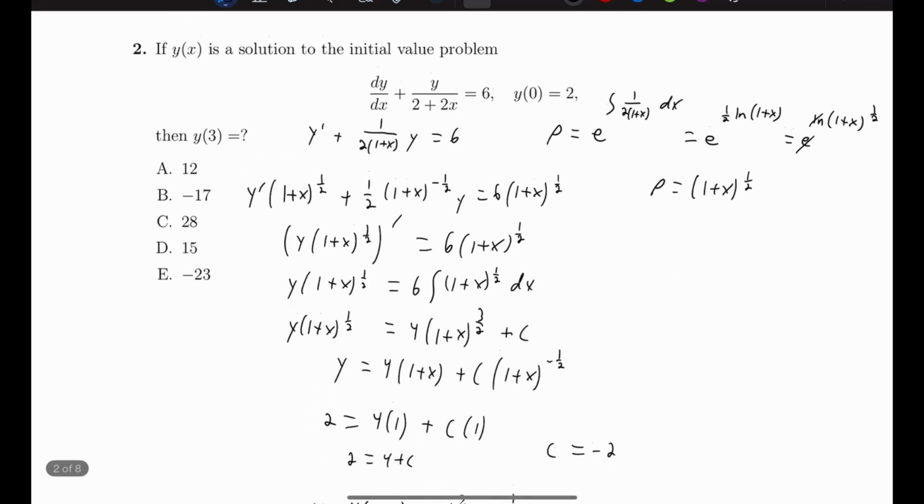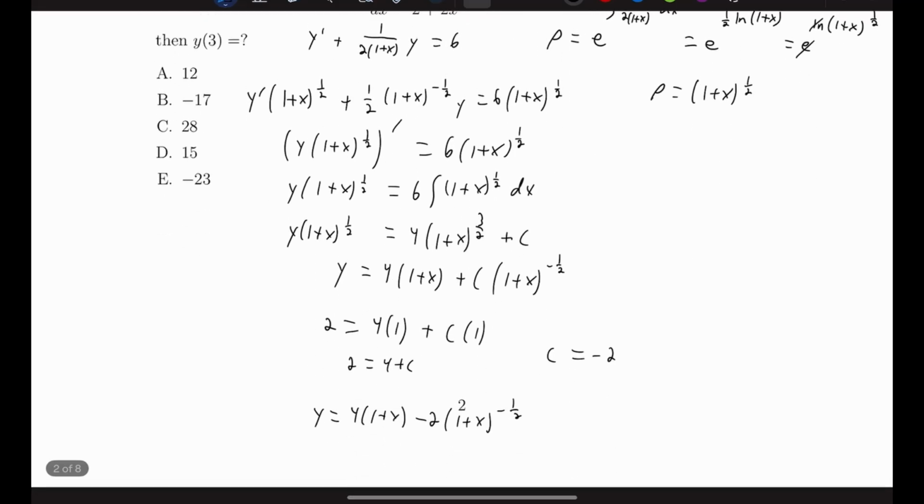And we're asked to find the solution for y of 3. So I'll move that up here. Y of 3 is going to be equal to 4 times 1 plus 3 is 4, minus 2, and we'll write that as 1 over root 1 plus x, so 1 over root 4 is 2.